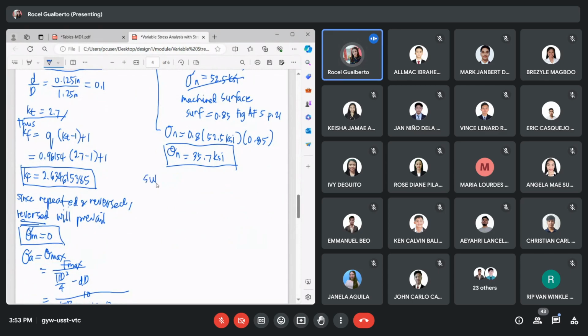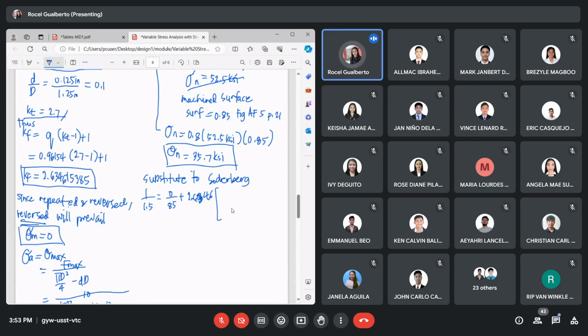So, what you will do is you substitute. Okay? Substitute to Soderberg equation. Okay? So, kindly substitute to the Soderberg equation. 1 over factor of safety, 1.5, equal to sigma m is 0 over sigma y, 85, plus kf. Okay, you have here kf, 2.6346, okay, times sigma a.